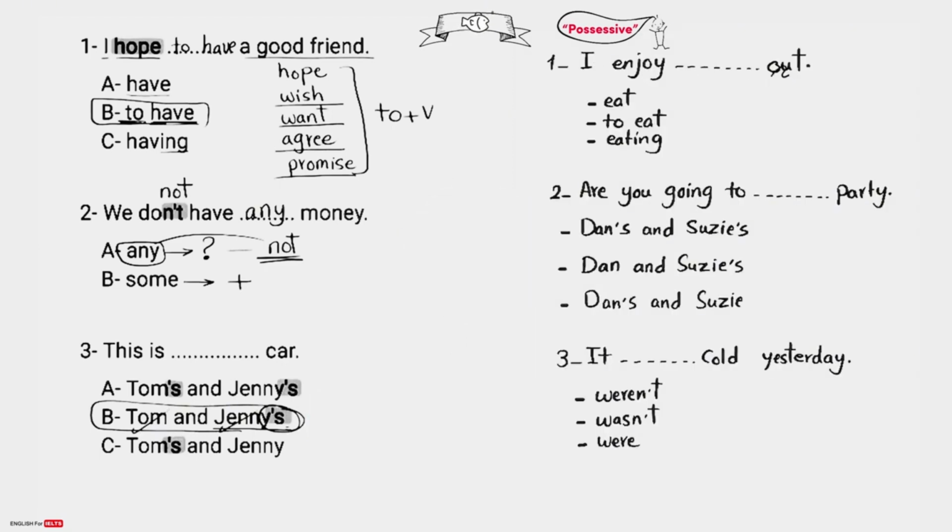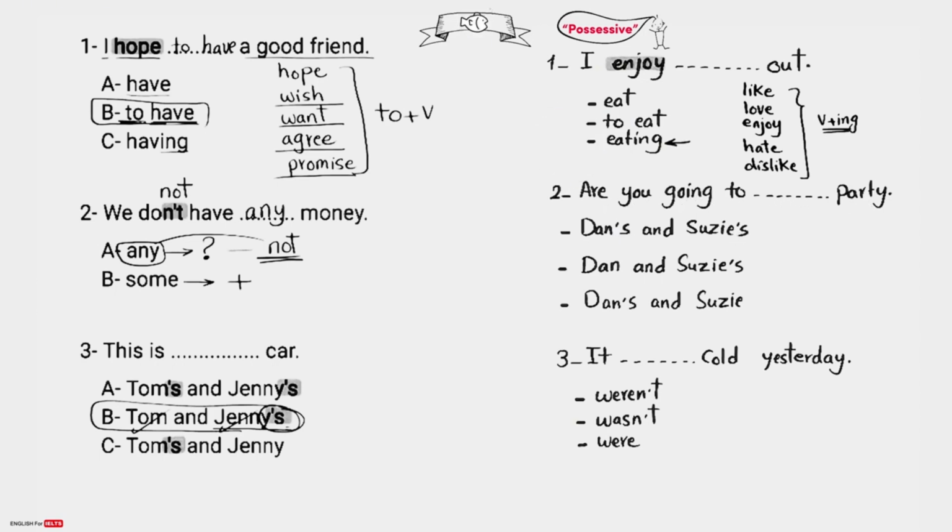I enjoy blank out. I enjoy eat out, enjoy to eat out, enjoy eating out. The key here is the verb enjoy. Verbs like love, enjoy, hate, dislike are followed by the verb plus ing. So the answer here is eating. I enjoy eating out. Are you going to blank party?